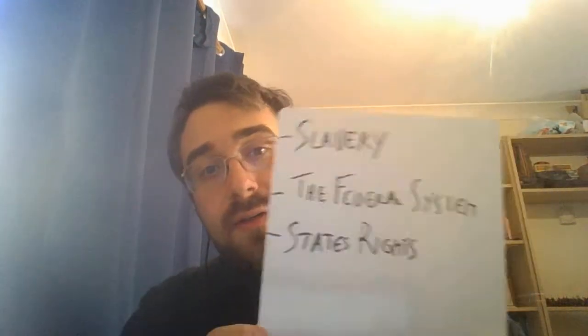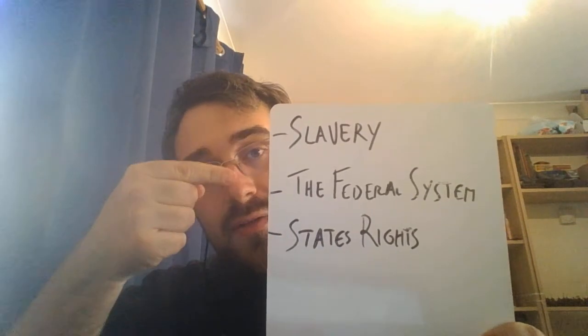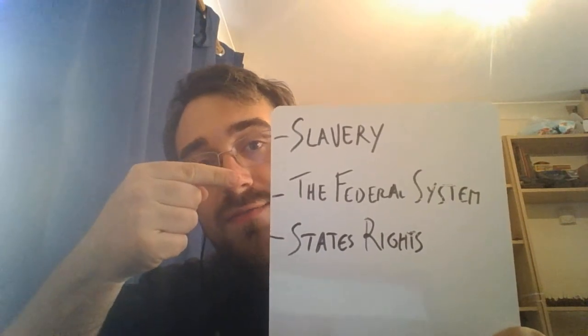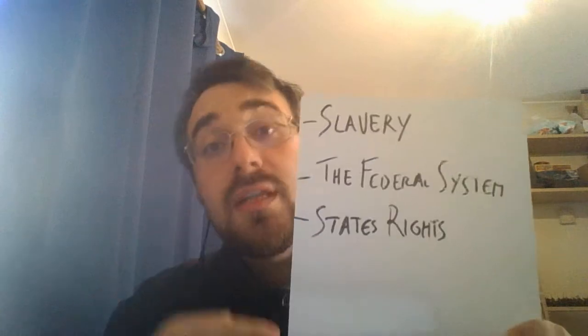Now, the three causes we are looking at today are, first, slavery. Second, the intricacies of the American federal system. Third, the issue of states' rights. Let's start with slavery. As we said, slavery was the backbone of the economy of the southern states, those that would later become the Confederates.